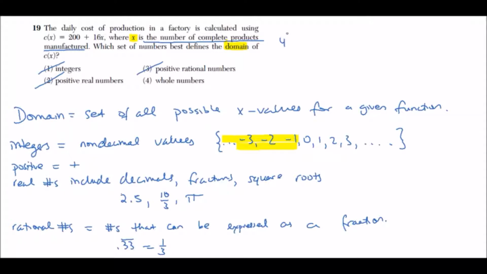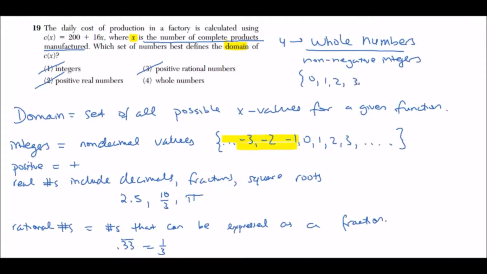Choice 4, whole numbers, includes only positive, or at least non-negative, integers. So that would include 0, 1, 2, 3, and so on and so forth. So obviously, since we're doing complete products, whole numbers is going to be the best answer choice.